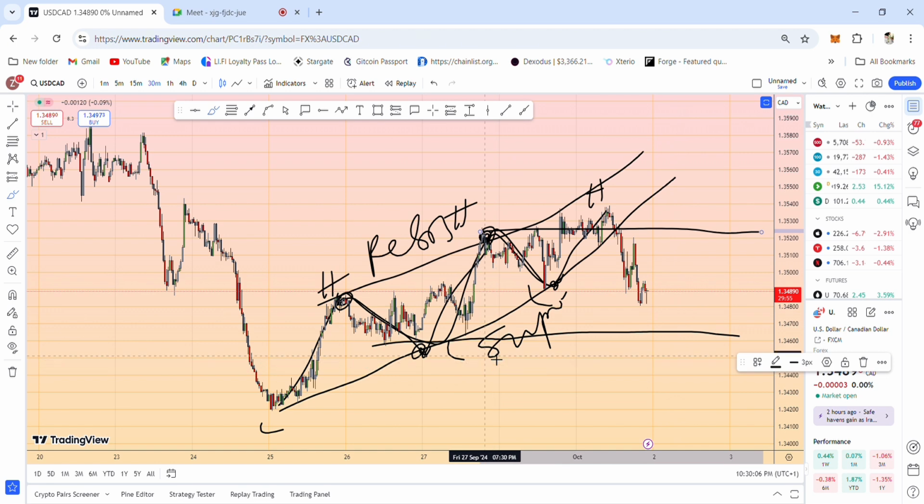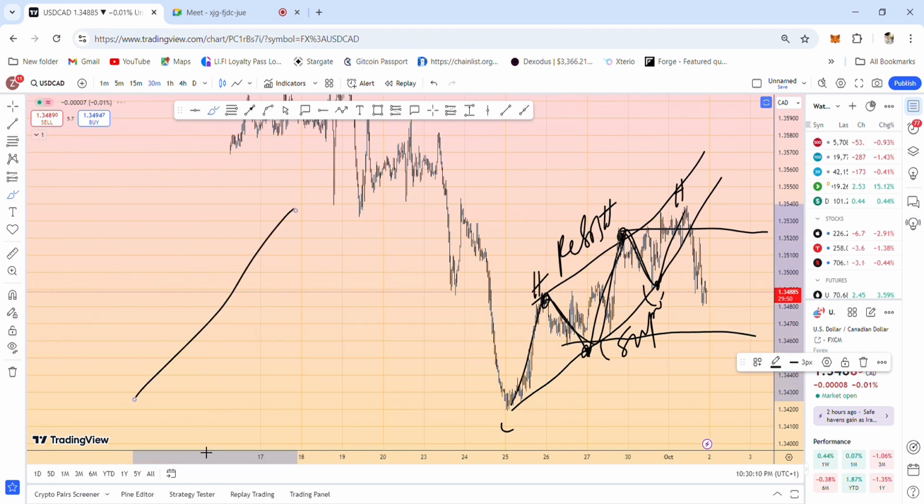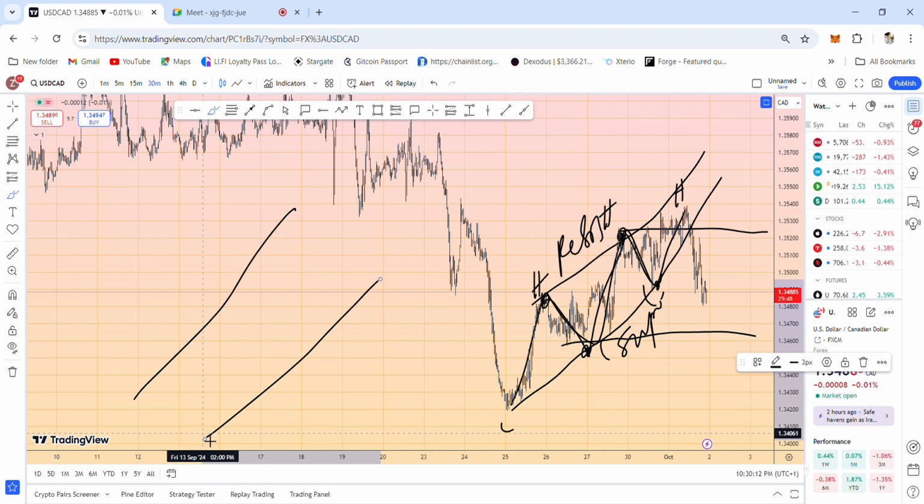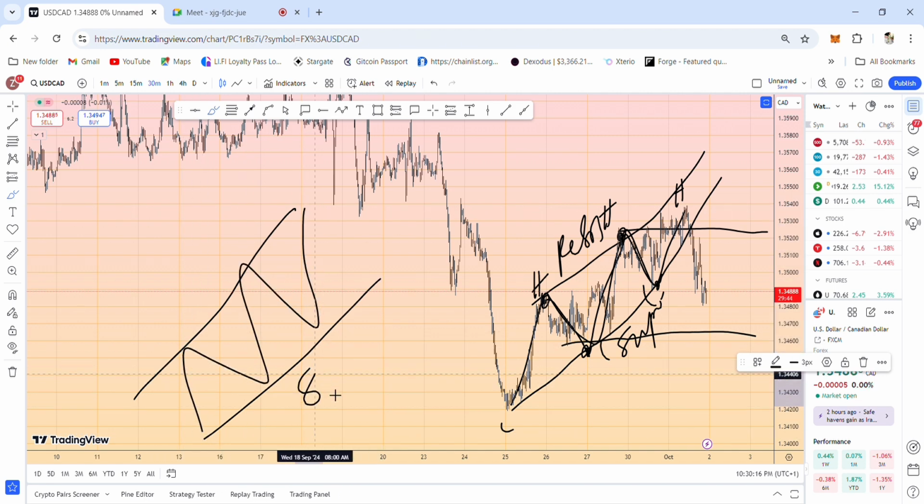So support areas are where buyers are positioned. When you have your trend like this and you have your high, low like this, that is your support area. So the pictures, they are in the PDF. Go through the PDF.